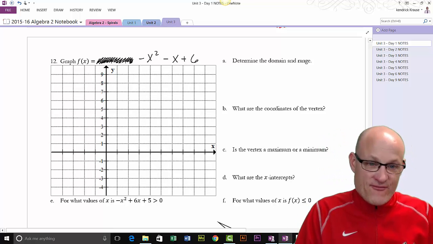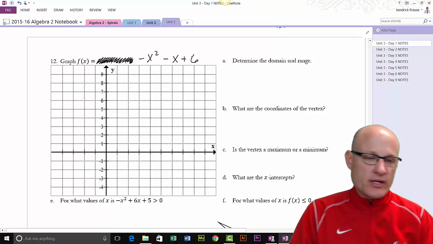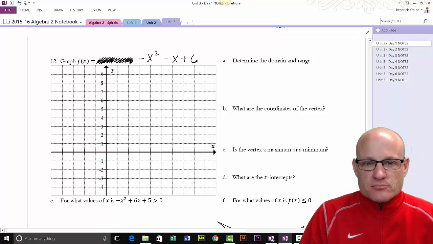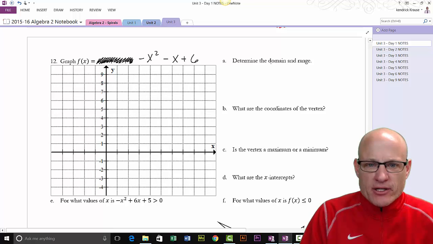All right, I had to change that function because it didn't work right. So here we go again. In this case, we'll come back to domain and range. If I wanted to use my calculator, that wouldn't be too bad. But what we're going to start with is this vertex.